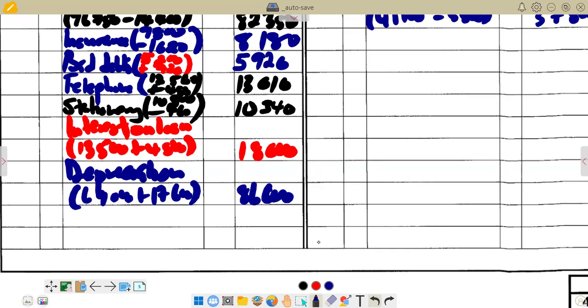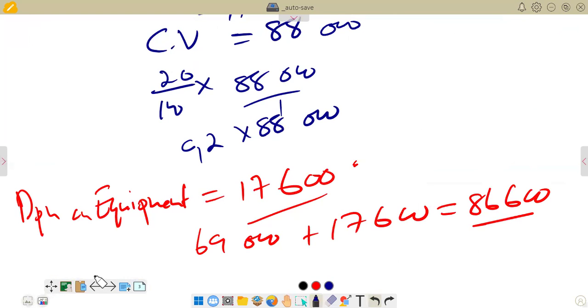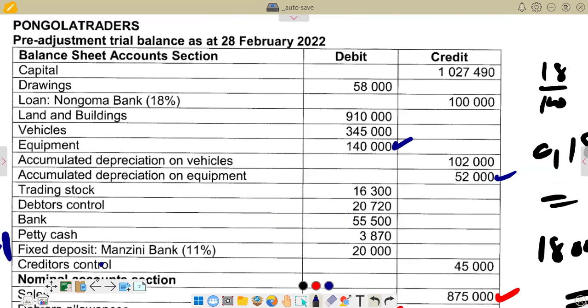Then also, let's look at other sections that are not included in the list of balances. Remember, we have trading stock. We compare trading stock that is in the books with the physical stock count to see if you've got a trading stock surplus or a trading stock deficit. Remember, a trading stock surplus is an income, supposed to be on the credit side of profit and loss under income. If it's a deficit, it's supposed to be on the debit side as an expense.